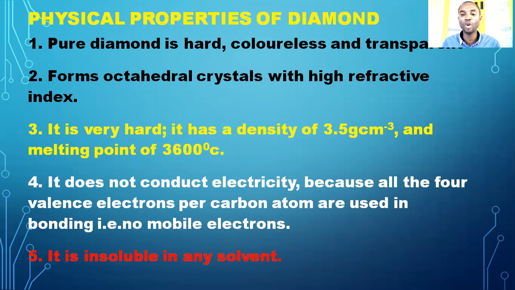It does not conduct electricity. What is the reason? Because all 4 valence electrons of each carbon atom are used in the bonding. So there is no mobile electron. Note this, it's very important. Diamond does not conduct electricity because there is no mobile valence electron. Number 5, diamond is insoluble in any solvent, whether polar, like water, or non-polar. It is insoluble in all of them.